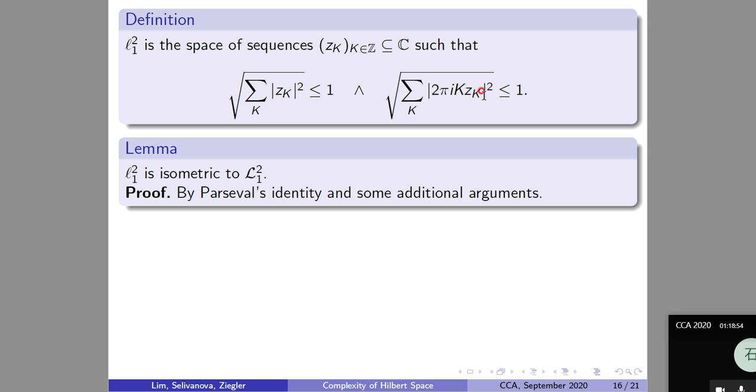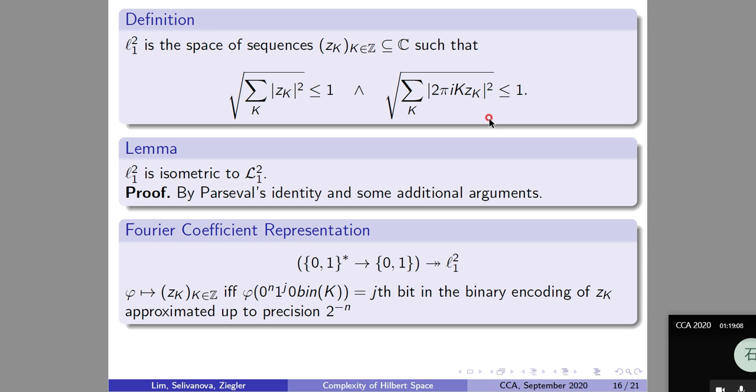And we have this second condition, and we could use some additional argument to prove some related methods regarding this second condition. The Fourier coefficient representation is defined in a similar way, with n, j, and k. N is the precision parameter, and j we need because this is not a string function but a string predicate, and k is just the index of the Fourier coefficient.